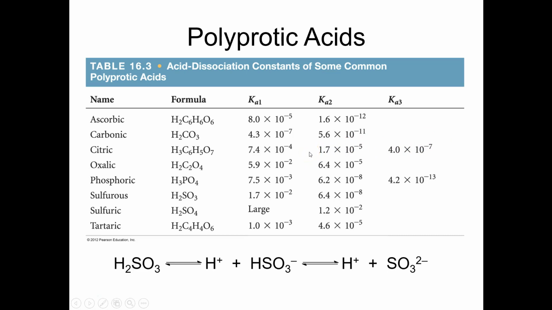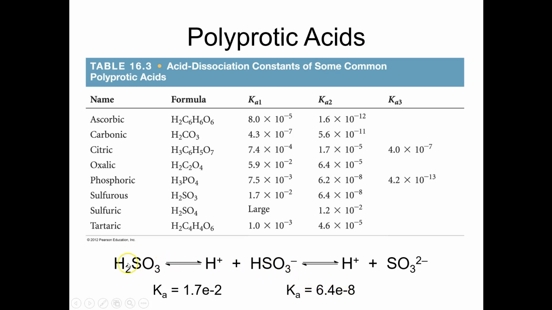Okay. So let's just take an example, sulfurous acid. Sulfurous acid is right here. When you put sulfurous acid into water, there are actually two ionizations that occur. The first one is in which sulfurous acid ionizes into H plus and bisulfite. The second one is in which bisulfite further ionizes into H plus and sulfite. And they're governed by two different equilibrium constants. Ka1 is 1.7 times 10 to the minus 2. Ka2 is 6.4 times 10 to the minus 8.